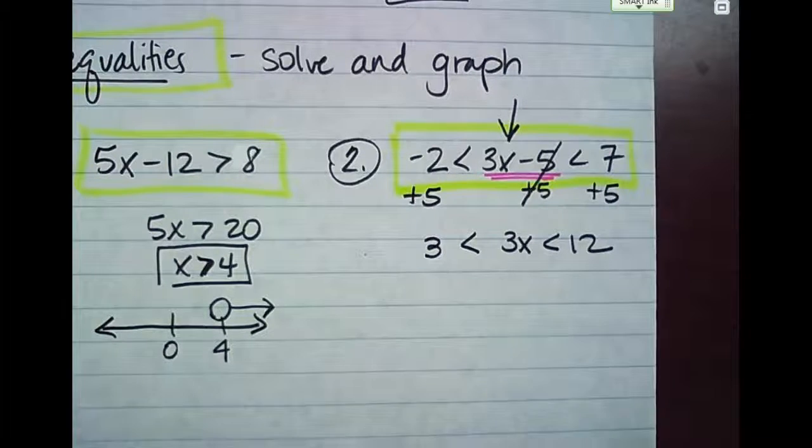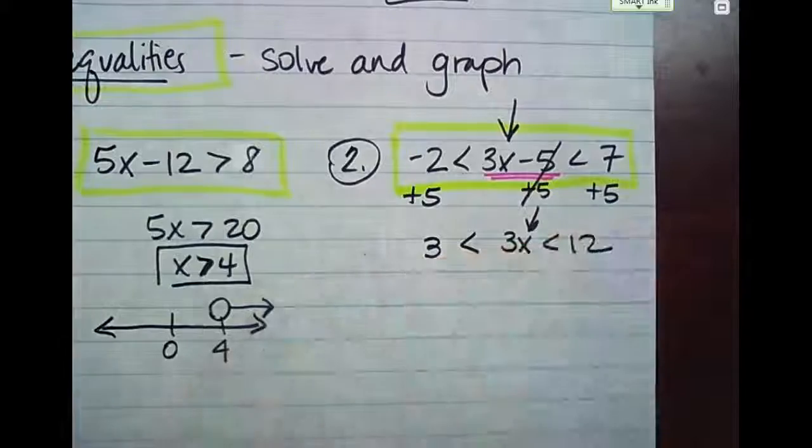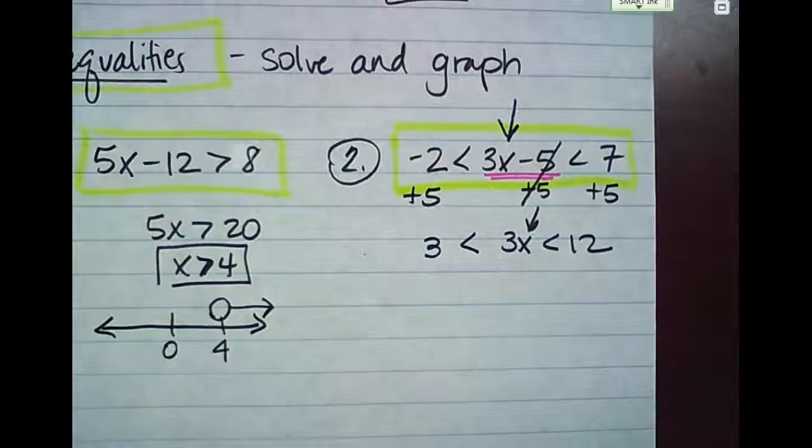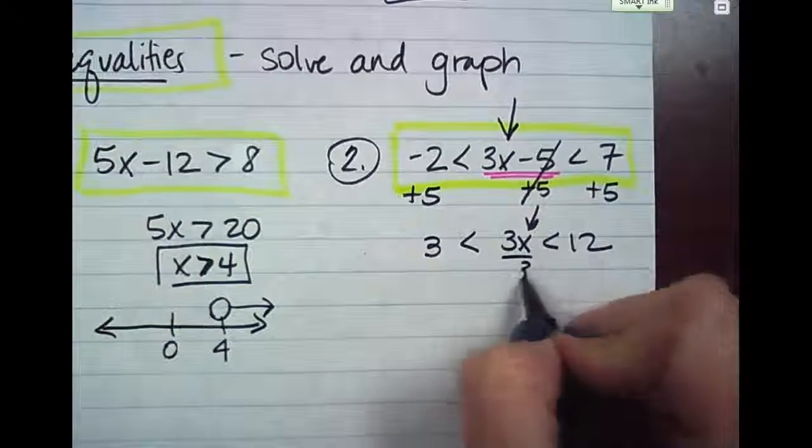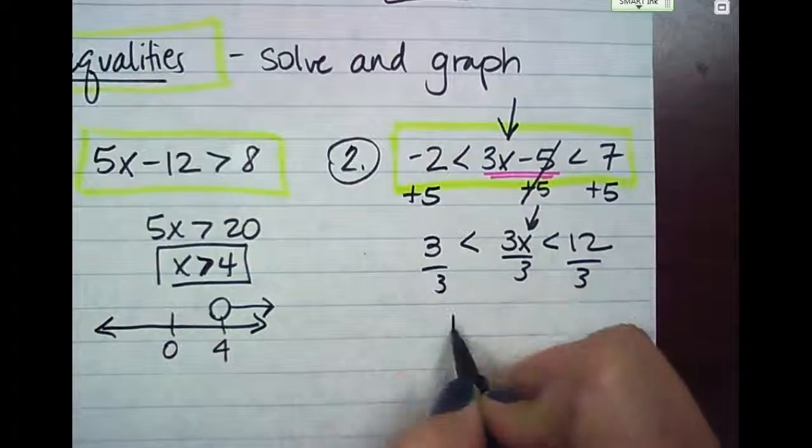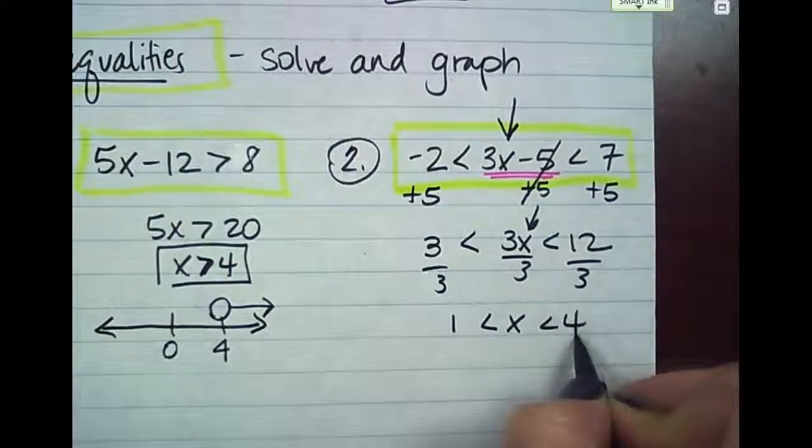Now again, I'm solving for x. What are you going to think I'm going to do next? Divide by 3, but I need to divide it all. The right, the left, and the middle. I've got to keep it balanced. They're really not bad once you see them. They just look funny. Divide everything by 3. 1 is less than x, which is less than 4.